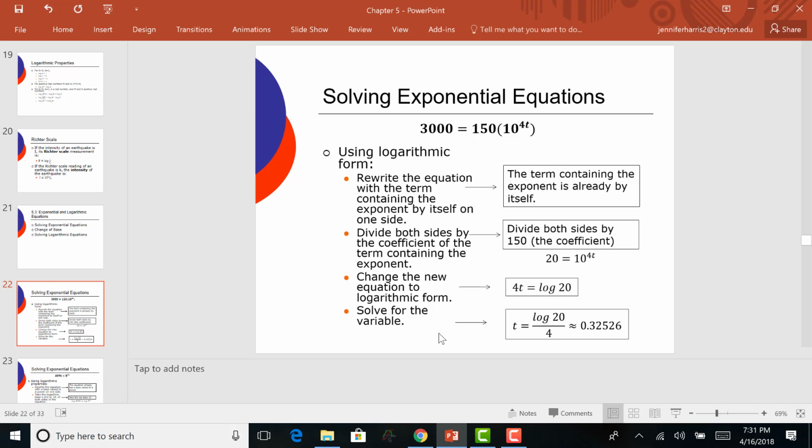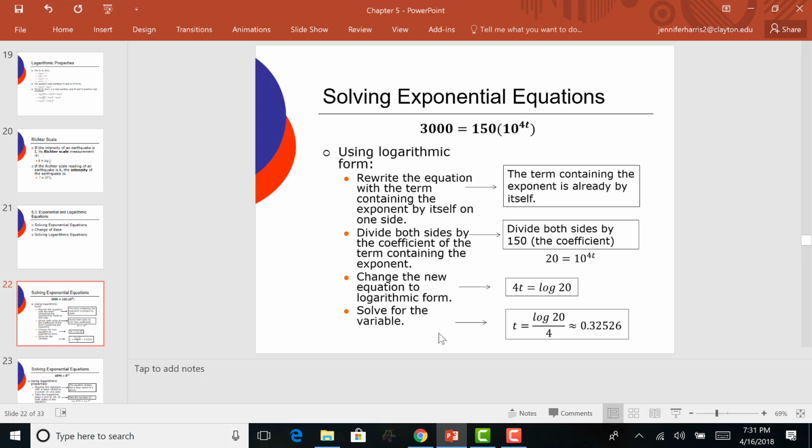Okay, so that's what you're going to be doing in 5.3. We'll finish 5.3 and 5.4 when you come back. All right, when is your test again? We just started 5.3. Solving exponential and log equations is 5.3. We just started it.